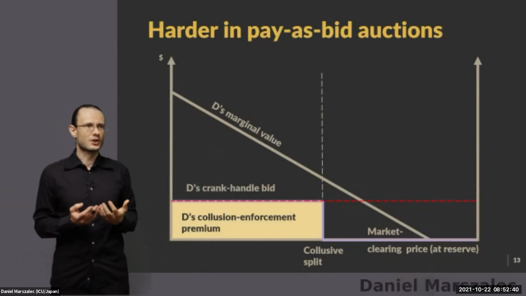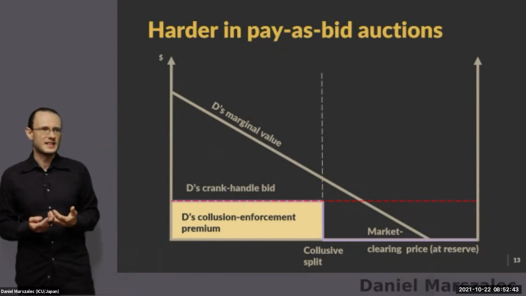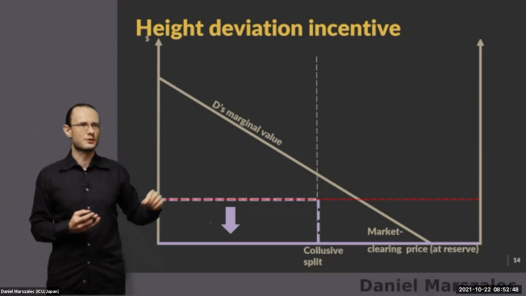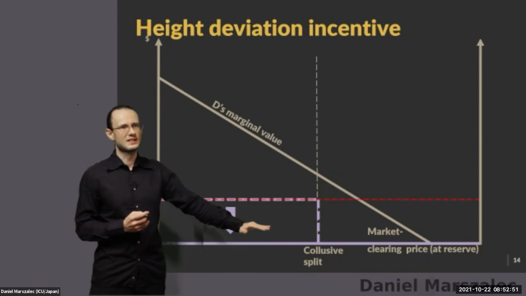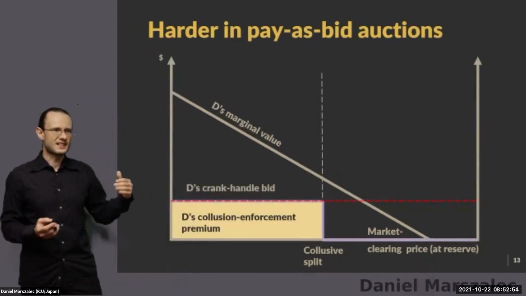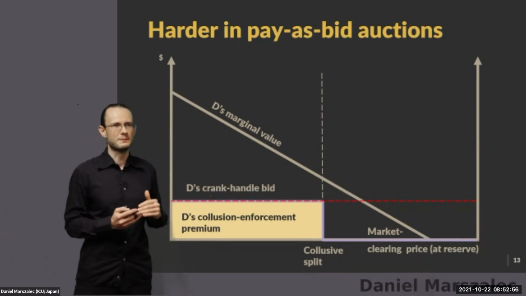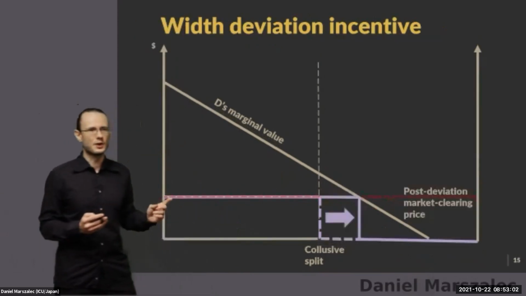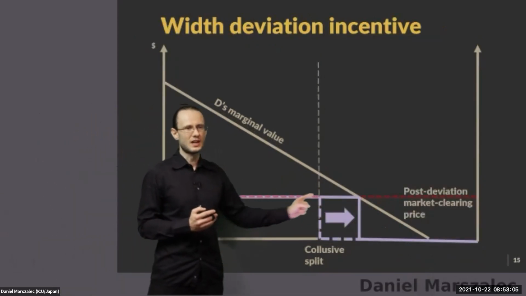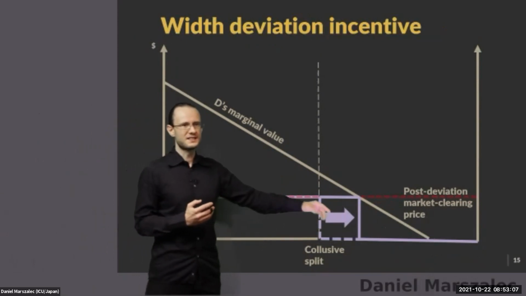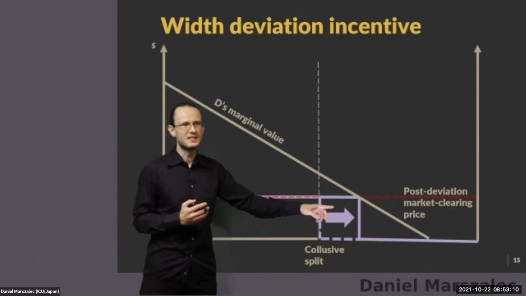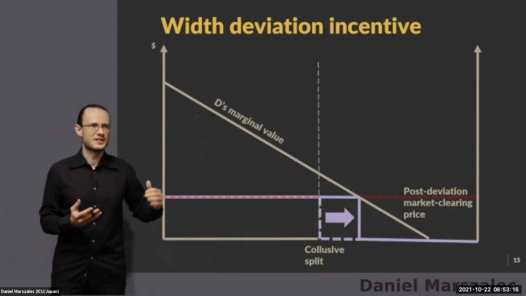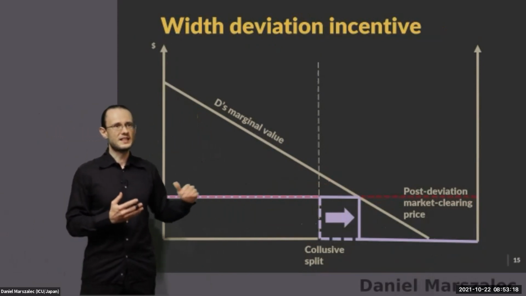So now let's look at deviation incentives, right? And there's first an incentive to deviate to a much lower crank handle, so just maybe an epsilon above reserve, right? Because in that case, the bidder doesn't have to pay the collusion enforcement premium. But also, because the crank handle is everywhere below the marginal value curve, there is a second incentive to deviate to a larger quantity, because even though the price isn't at reserve, it's below marginal value, so this deviation is also potentially profitable.